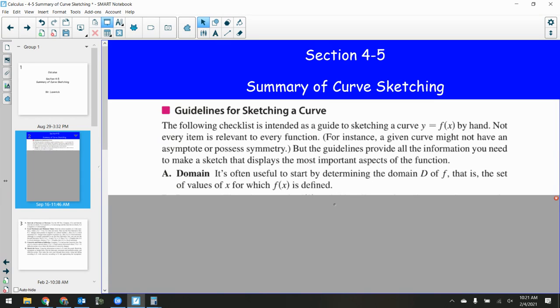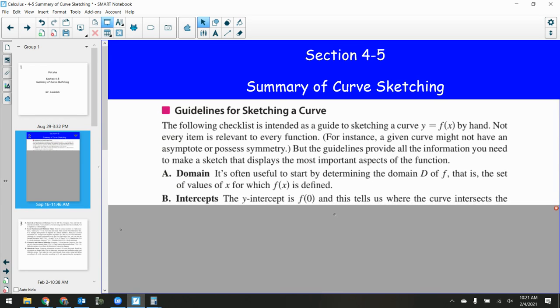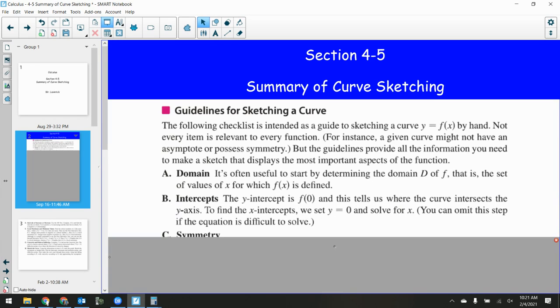It's often very useful to start by determining what the domain of the function is. Where is it undefined? Is it only defined in certain places? Because that can inform you, if you have to do something with the derivative, that I only need to worry about it between here and here, because that's the only place it's defined. The domain D of f is the set of values of x for which f of x is defined. We've been doing that since algebra 1.